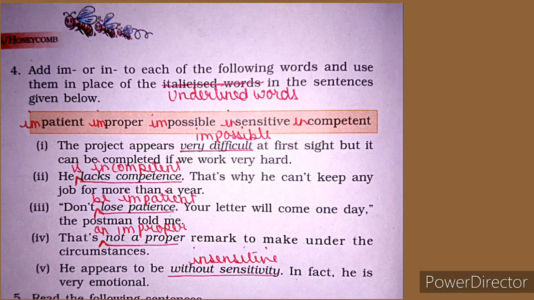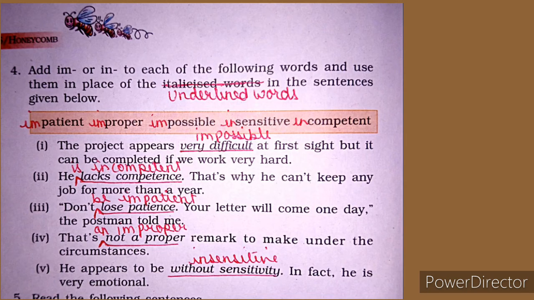In the same way, number 2, he lacks competence. That's why he can't keep any job for more than a year. In this sentence, we have to do certain changes. In place of lacks competence, you can use incompetent and then you have to add is. So the sentence will be, he is incompetent. That's why he can't keep any job for more than a year.